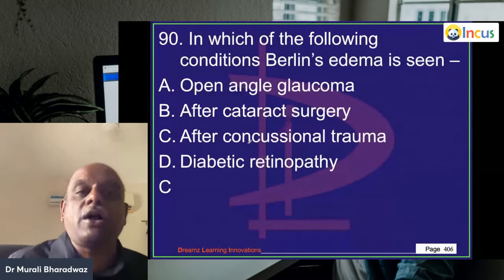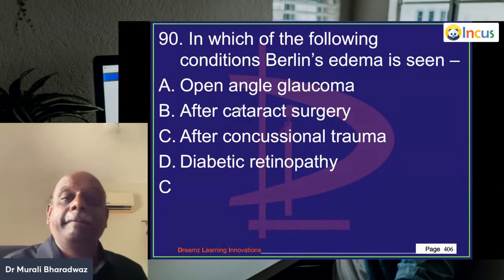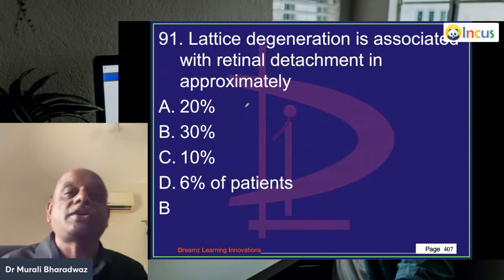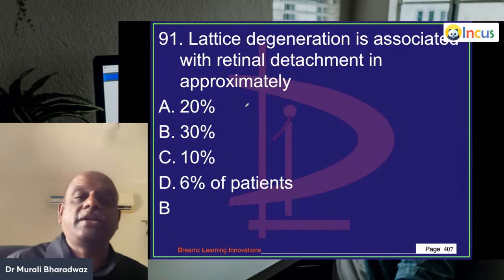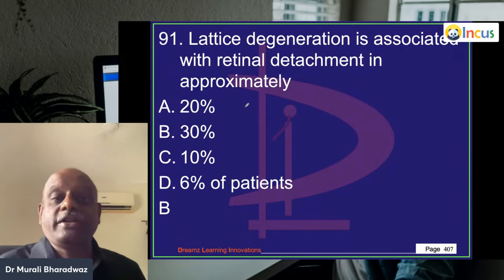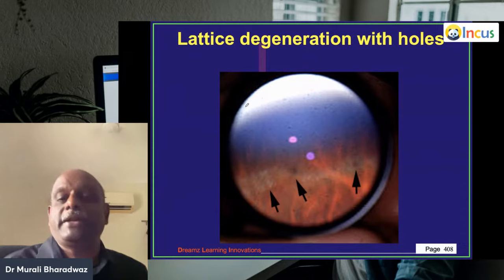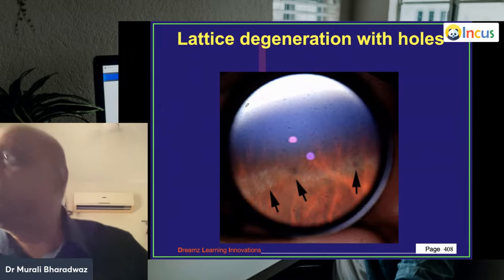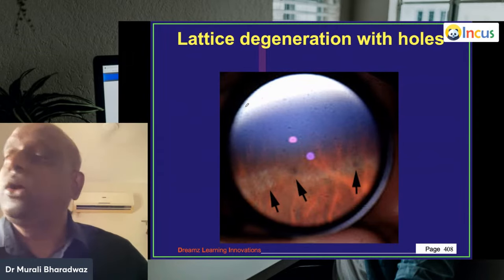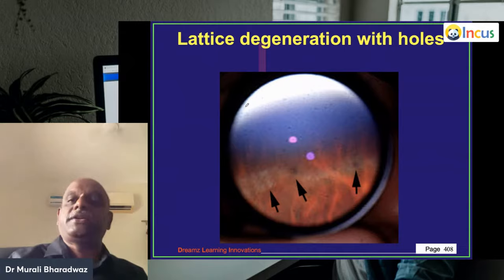Enlargement of the blind spot is a feature of papilledema. Berlin's edema is seen in concussional injury. Lattice degeneration is typically associated with retinal detachment in about 1/3 of patients. So this is an example of lattice degeneration with hole.